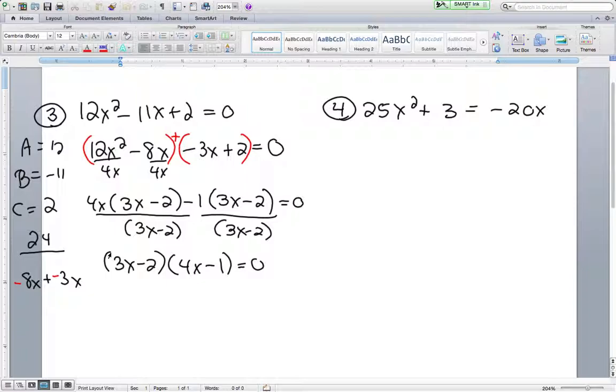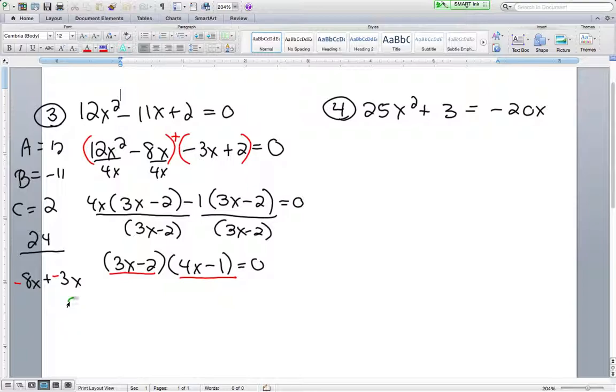That'll equal 0. Now I'm not done here. Some of you stopped here. We've got to solve. Remember the zero product property? We've got two numbers. We've got this number here, 3x minus 2, and this number here. They're both factors, and they're being multiplied to get 0 for an answer. The only way to get 0 for an answer is if one of them is 0.